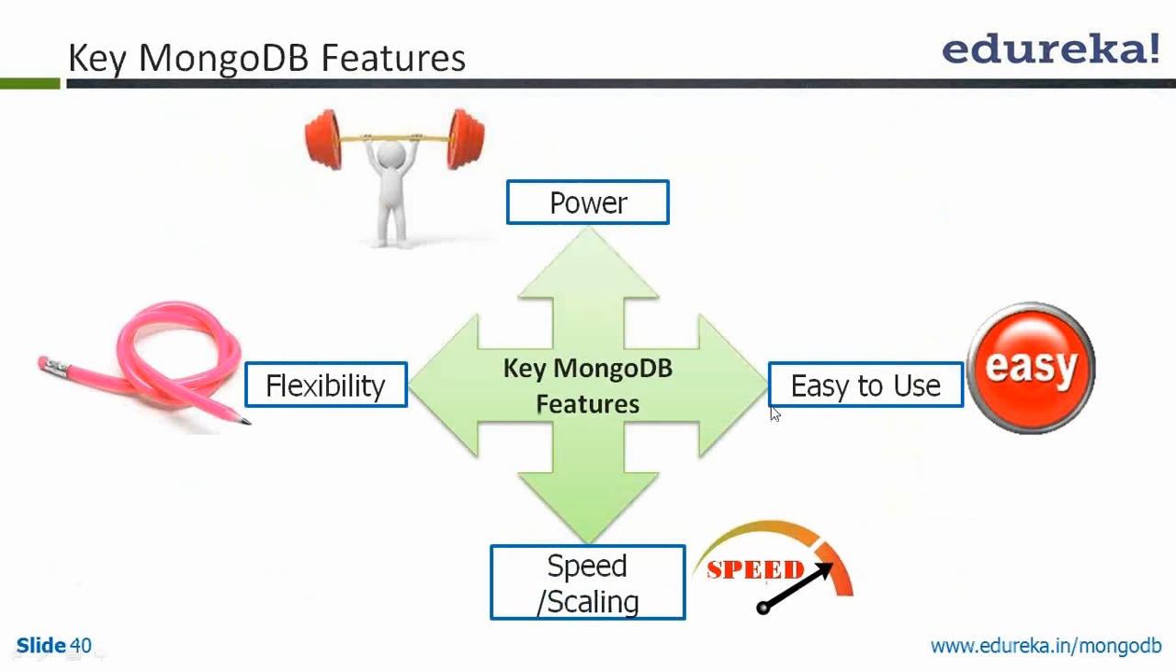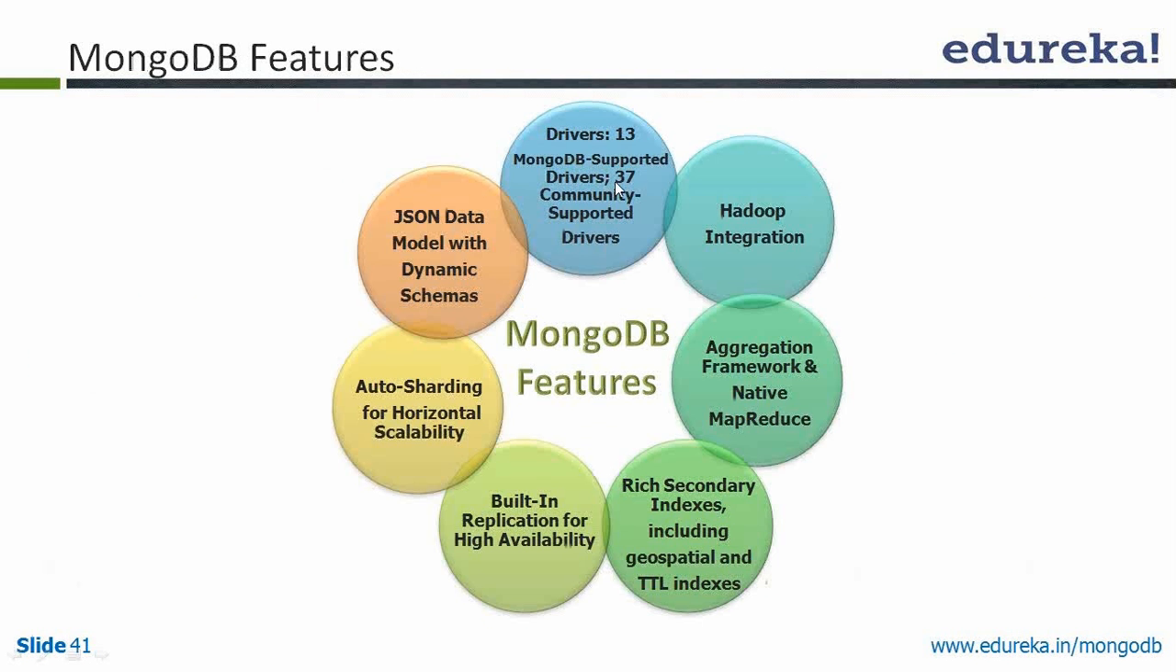Now let's see key MongoDB features. It is very powerful, easy to use, speed is very nice, and we can easily scale this up, and it is very flexible. It has various drivers to support it, has the capability to integrate with Hadoop, provides a native MapReduce and aggregation framework, is very good in indexes, has built-in replication for high availability, auto sharding for horizontal scalability, and a JSON data model with dynamic schemas. So these are some beautiful features related to MongoDB.